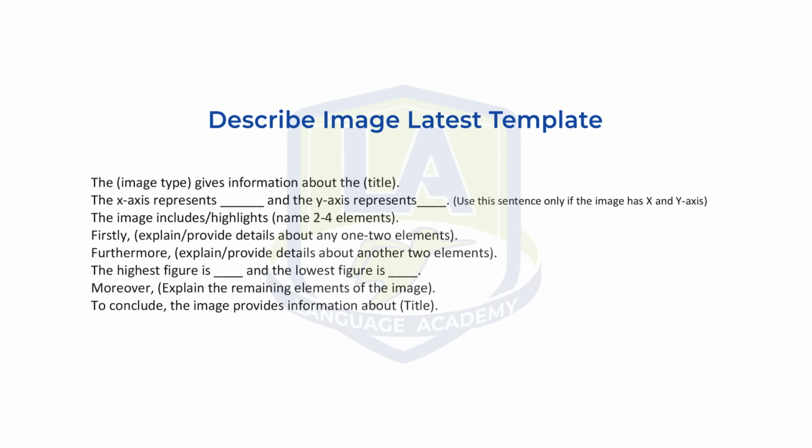For the third sentence, you can just mention 2 to 4 elements which are there in the image, means key elements or key highlights. Then you explain the first element, second element, then third element, and then you can come to the highest figure and the lowest figure. If there's no highest, no lowest, you can simply say the first step is this and the last step is this, and then you give a conclusion.